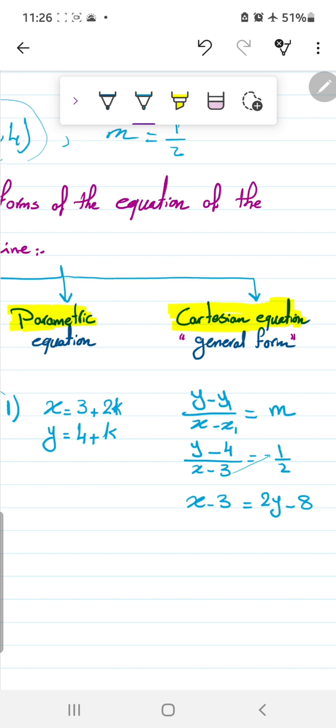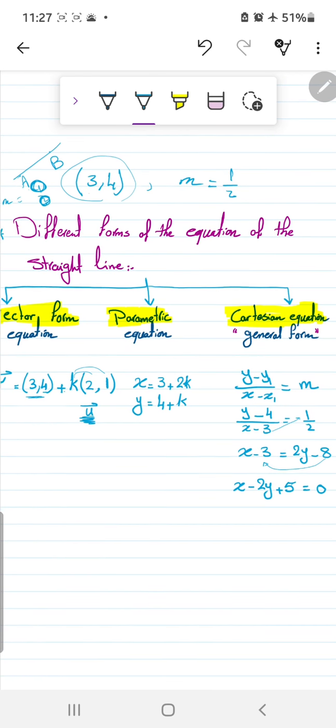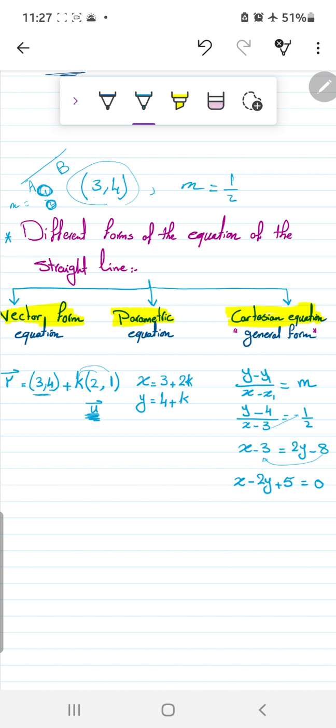So collect x and y and the number together. So here remove 2y to the other side, it will be x minus 2y. Here negative 3 plus 8, it will be 5. So x minus 2y plus 5 equals, as we said, 0. And here are the 3 different forms of the equation: vector form, parametric form, and Cartesian equation or general form. Let's solve some examples.